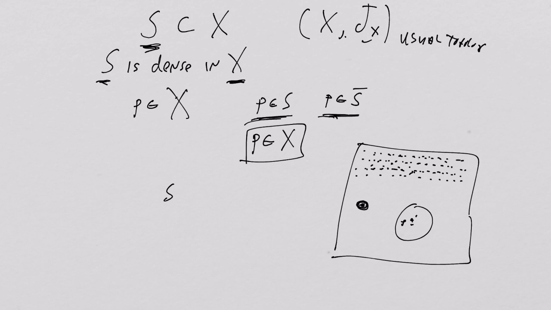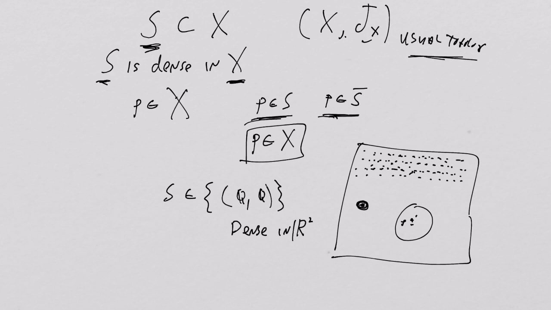So the set of all points that have rational coordinates, Q, I'll call it, well, that is dense in R2. How about that? With the usual topology. So there's an example of a set that's dense in R2.